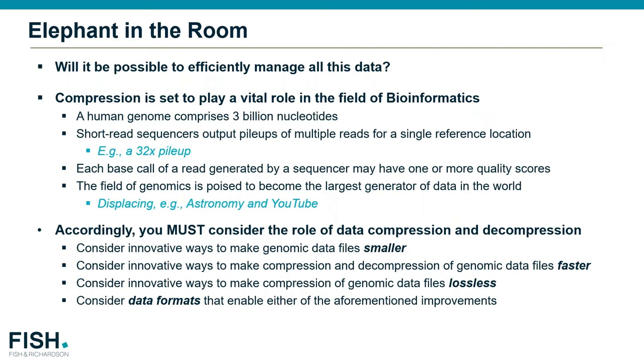So one of the things that you're going to have to consider to be a player in this field is the role of data compression and decompression in this space. And in forming your patent strategy on this, you want to consider innovative ways to make genomic data files smaller. Consider innovative ways to make compression and decompression of genomic data files faster. And consider innovative ways to make compression of genomic data files lossless. And another thing to consider is how the data is going to be formatted that enables any of the aforementioned improvements. Next slide, please.